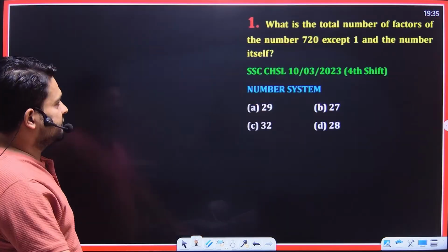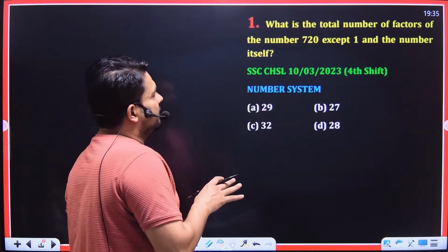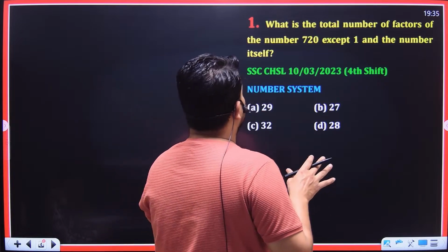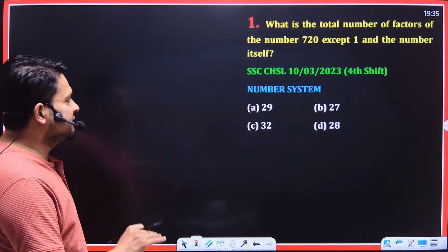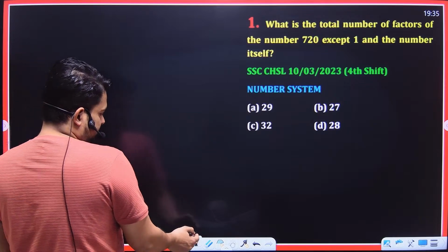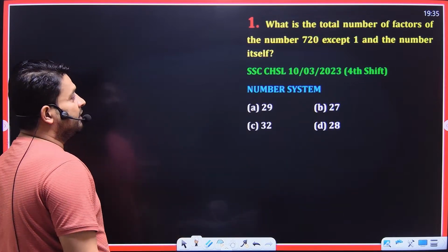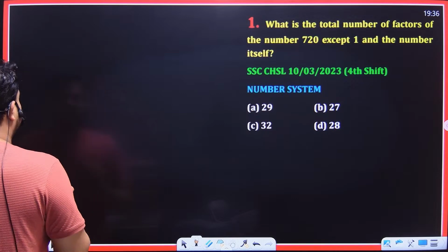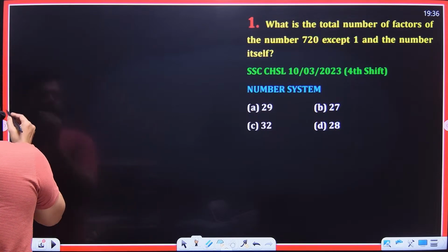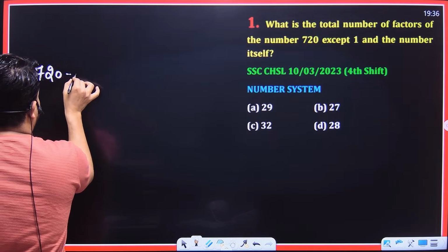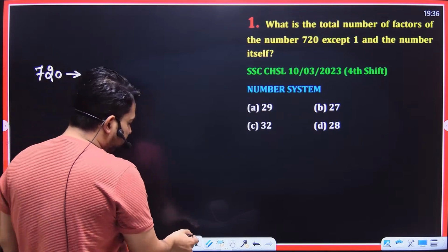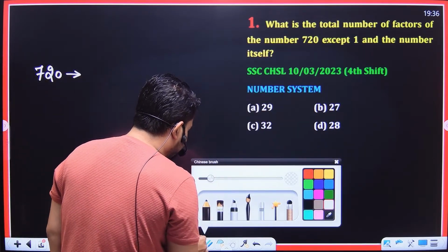Question number one. What is the total number of factors of the number 720 except 1 and the number itself? So we have a question on the number of factors. First of all, we have to calculate the number of factors of 720. First of all, we will do the prime factorization of this number.